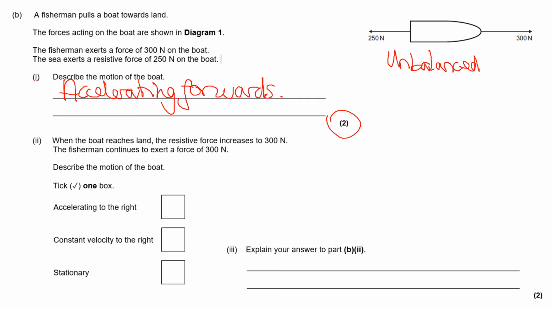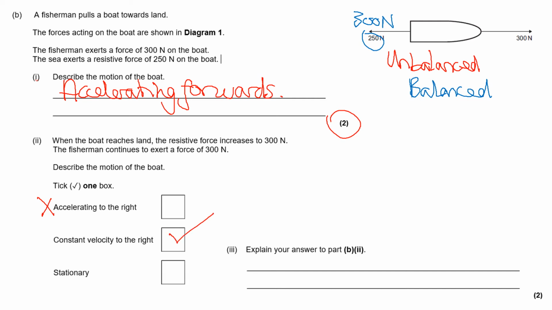Part 2 then: the boat reaches land and the resistance force is increased to 300 newtons. So if we go back to our diagram now, this is now 300 newtons, and we've now got balanced forces. Looking at the next part of the question, it says to describe the motion. Well, we know it's definitely not accelerating anymore because we've already said that. We've got 2 options here. Now, if you've got balanced forces, an object can be stationary, but we know here that the boat is reaching land, so it's clearly moving. So it must be the second one down, which is constant velocity to the right.